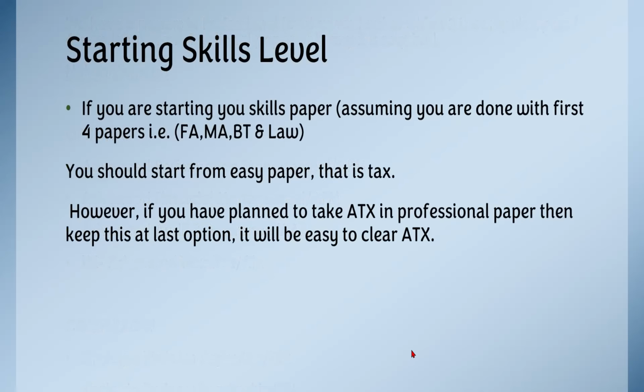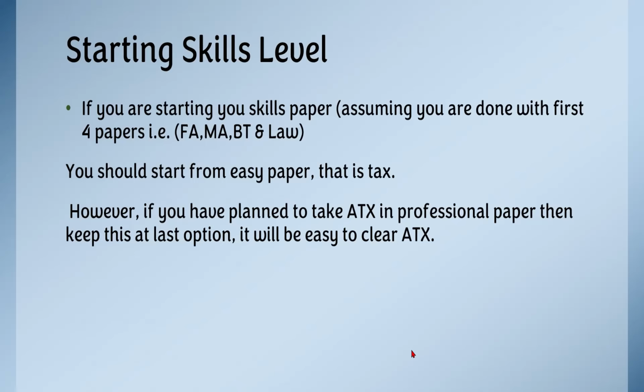Now if you are done with your knowledge level papers, that's FA, BT, or MA, as well as law, so I assume that you are done with the first four papers. If you are confused about which paper you should go for next in the skill level, I will suggest Tax. Why so? Because Tax is an easy one, easy to score. In Tax it is very easy to score marks because we only need to know the rules.